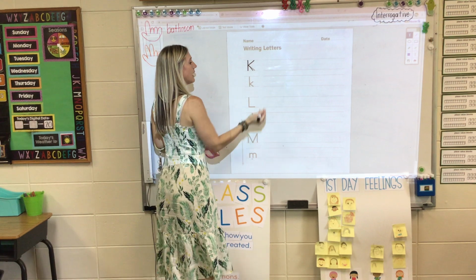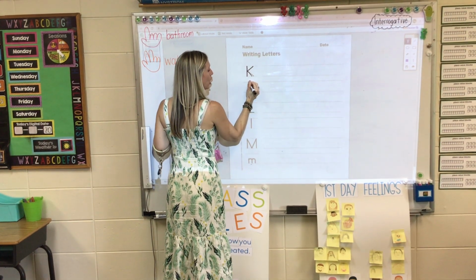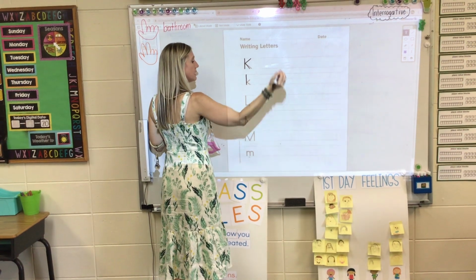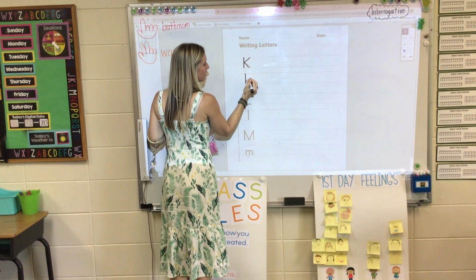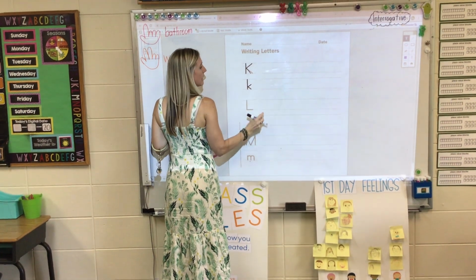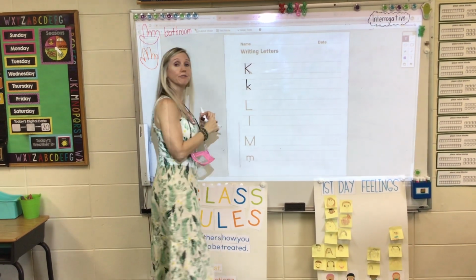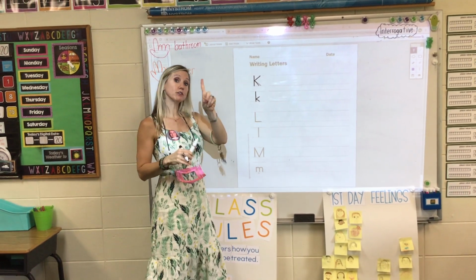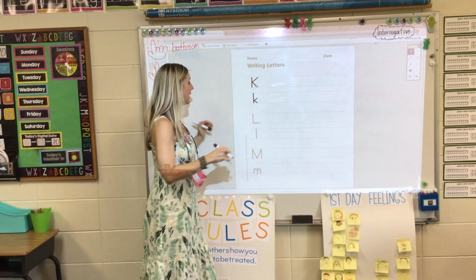For lowercase k, we also start at the headline. We pull straight down to the baseline. We pick up our pencil, we go to the midline, we slant in and slant out. And then the same thing, what I would like for you to do is make a whole row on your own, leaving a 1-finger space between each of your lowercase k's.